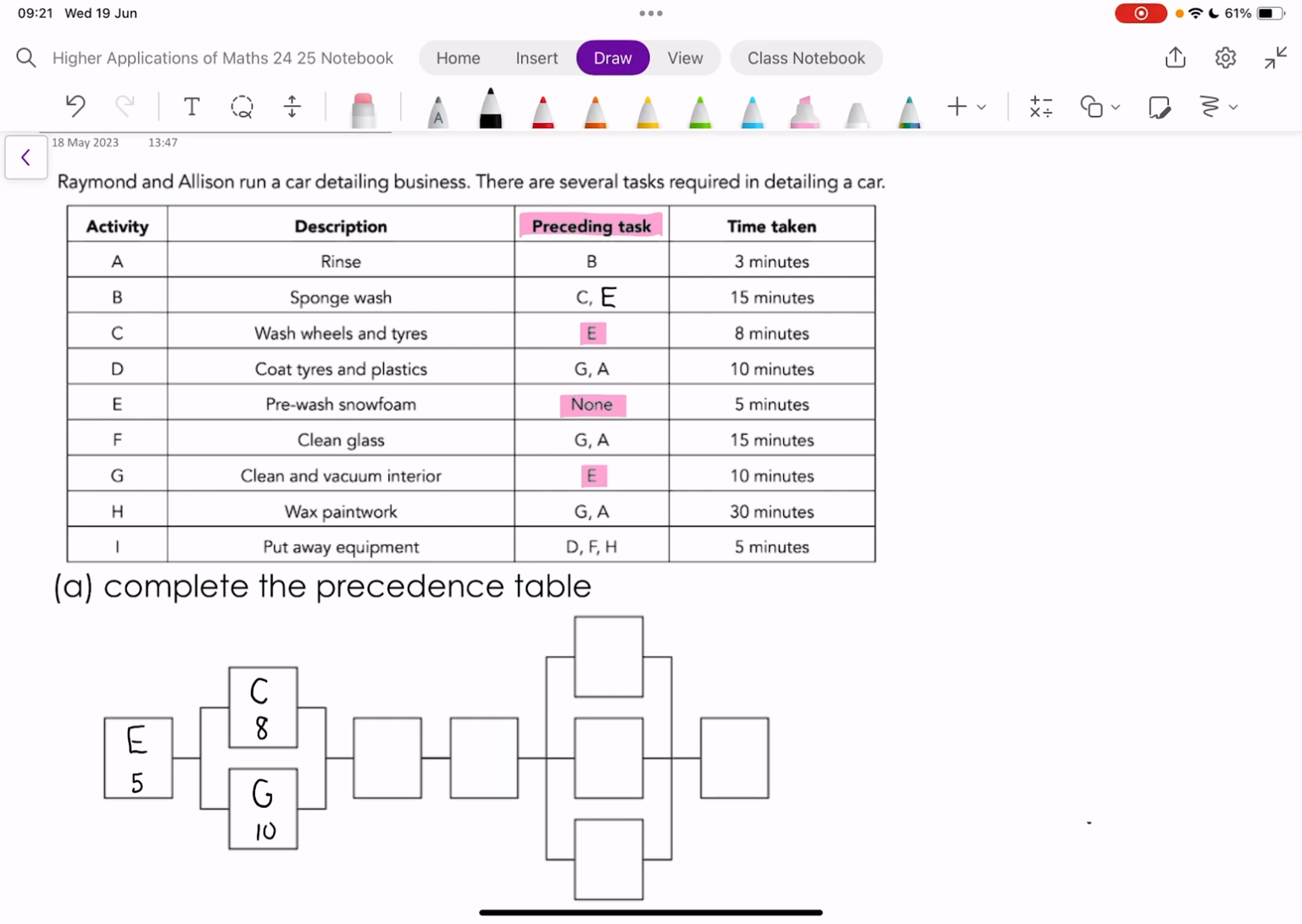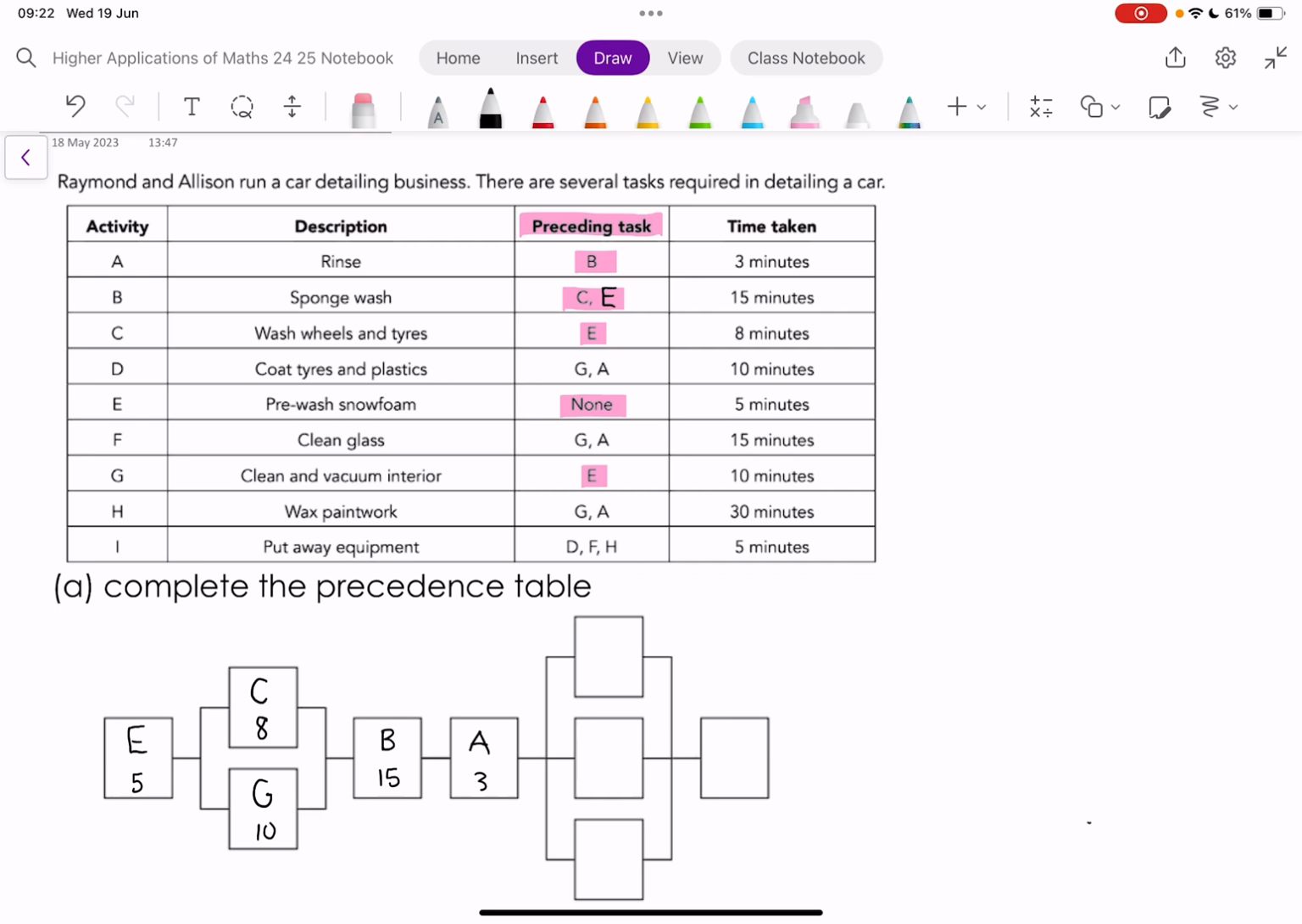So now I'm looking for C and G to just have happened. But that doesn't appear as C and G. So now I would look for, well, E has also happened. So if I go here, both C and E must have happened to allow B to happen. So B is going to go next. And that takes 15 minutes. B has just happened, so the next task must be A.